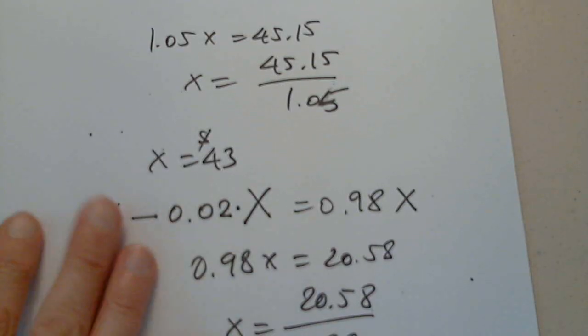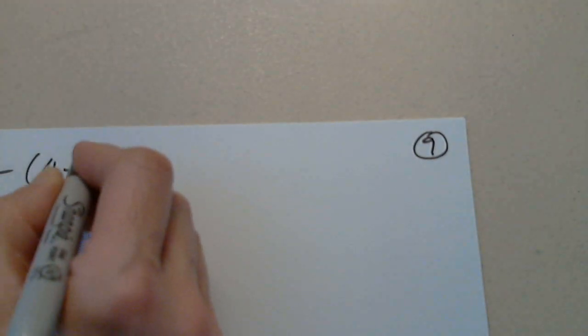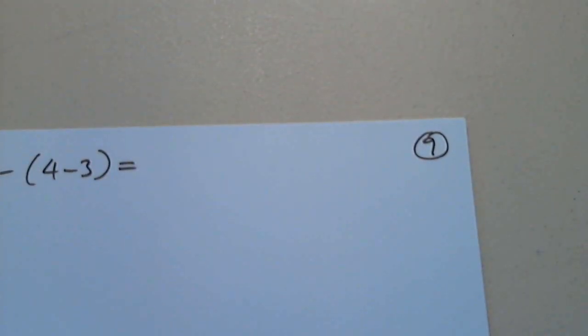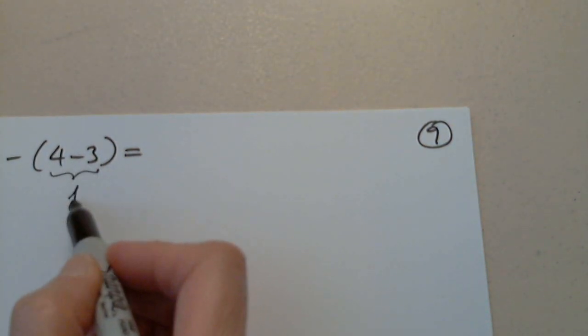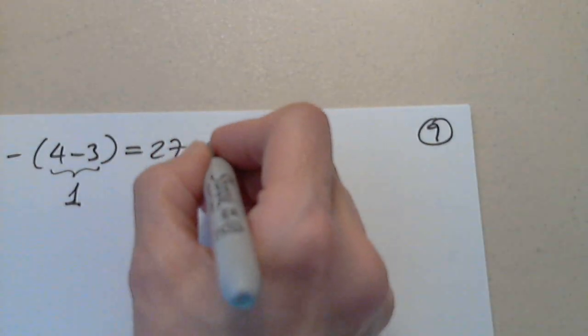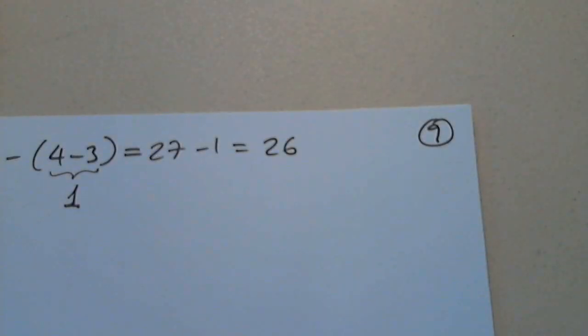So let's work on this problem. So here we have 27 minus 4 minus 3. They said evaluate this. Okay, fine. So let's evaluate it first. In order to evaluate it, I will determine that this is 1. And then I have 27 minus 1, which is 26.